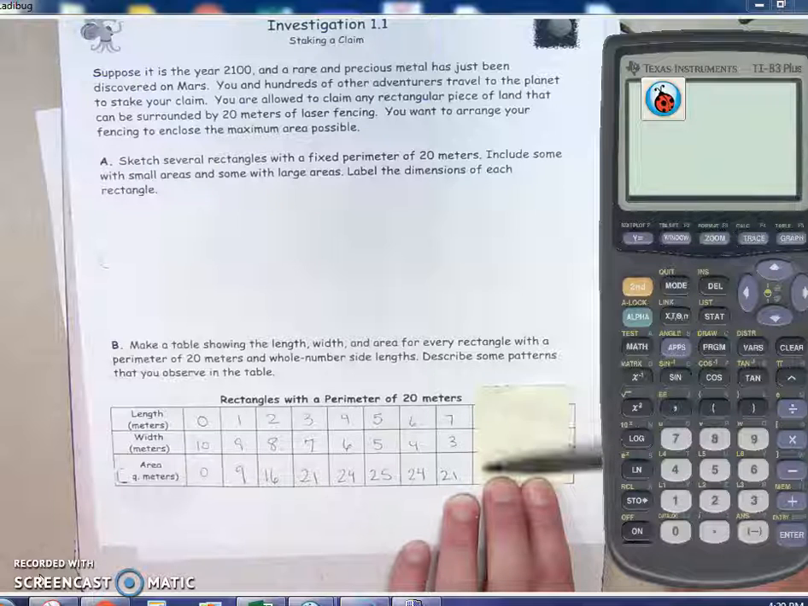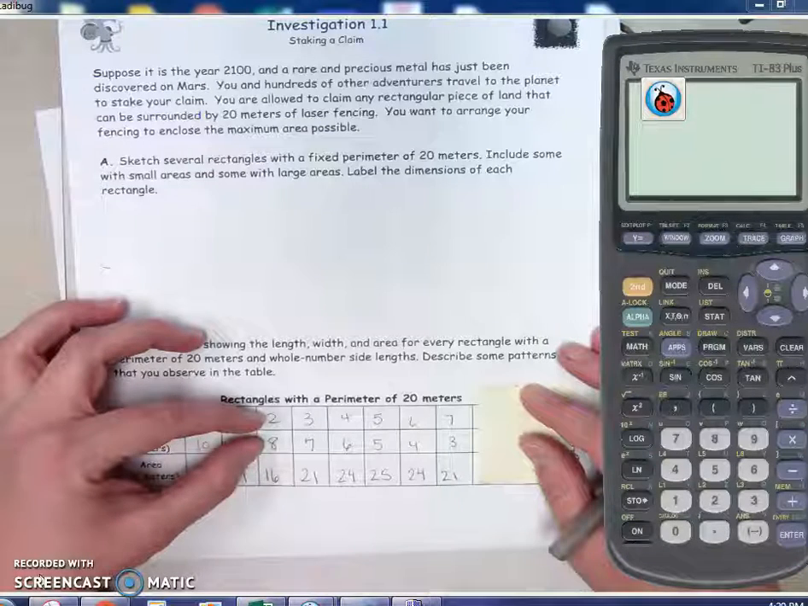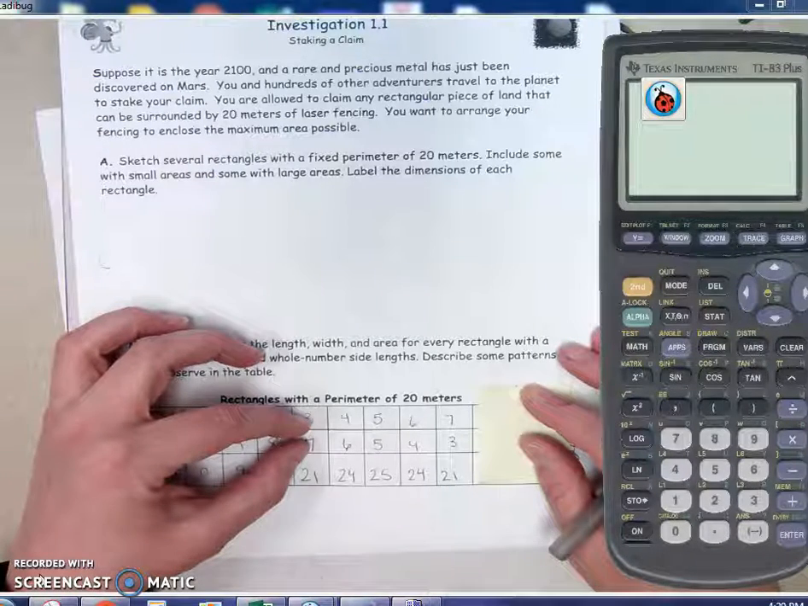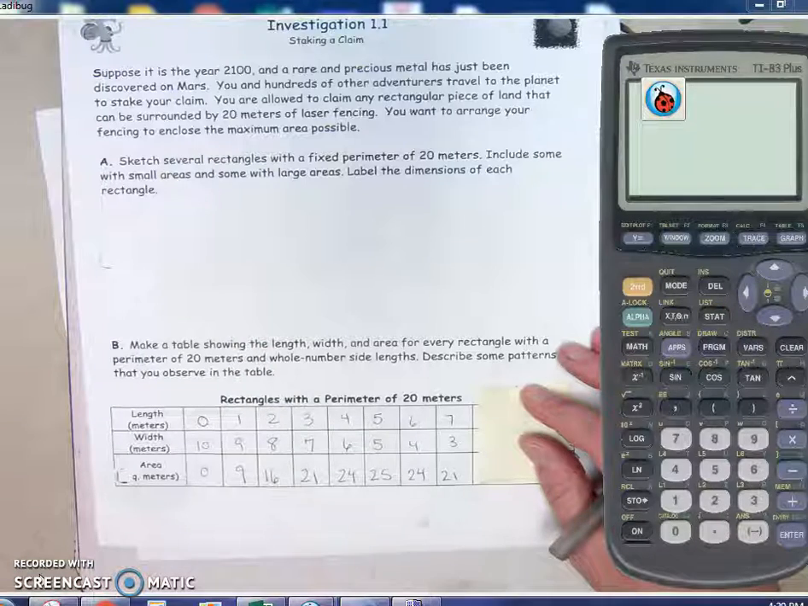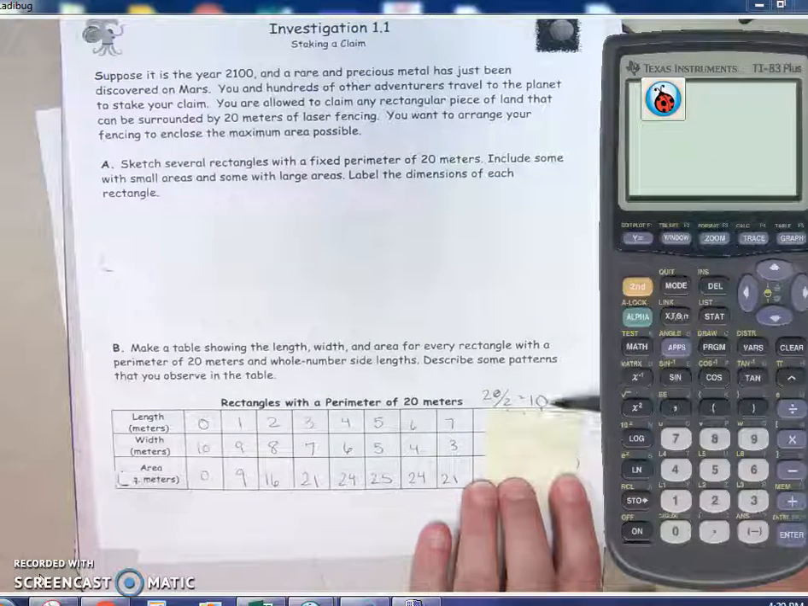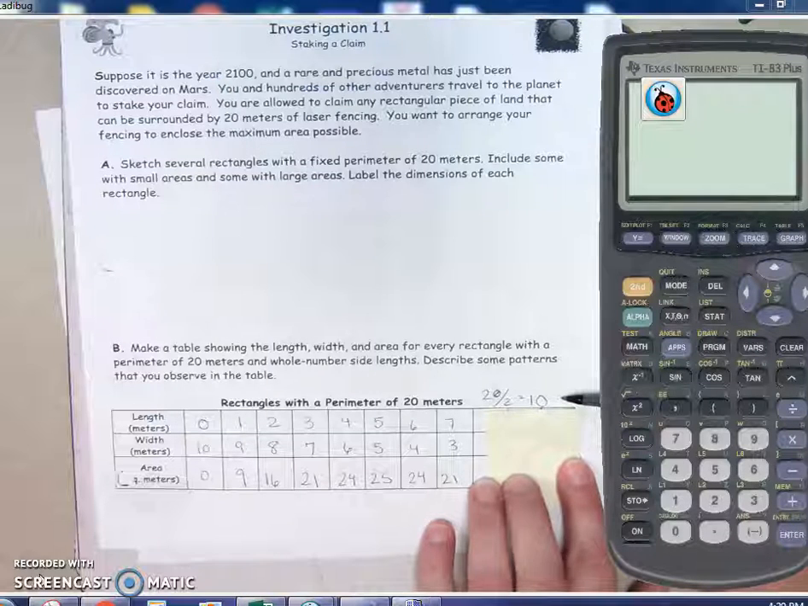And 8 by 2 would be 16. They're going to go down. So these numbers always add up to 10 because that's halfway around the shape. So that means that's why they add up to 10, because the perimeter is 20 and half of 20 is 10.